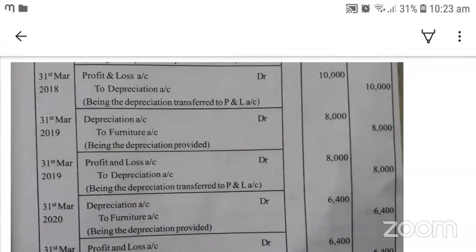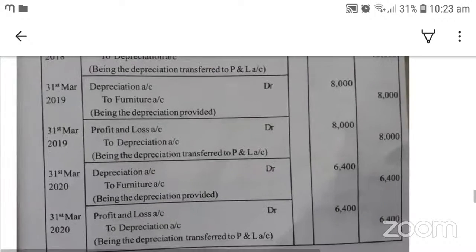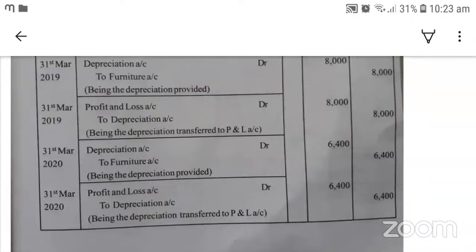Next entry, depreciation account debit to furniture account, being depreciation provided. Profit and loss account debit to depreciation account, to transfer the depreciation amount to the profit and loss account.